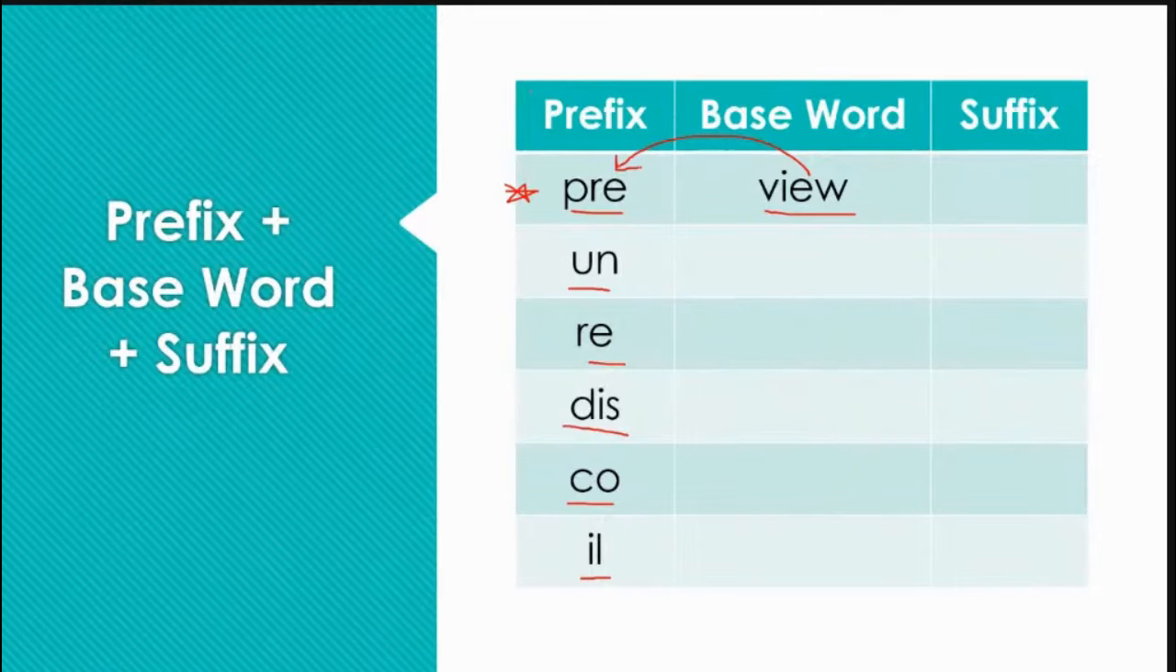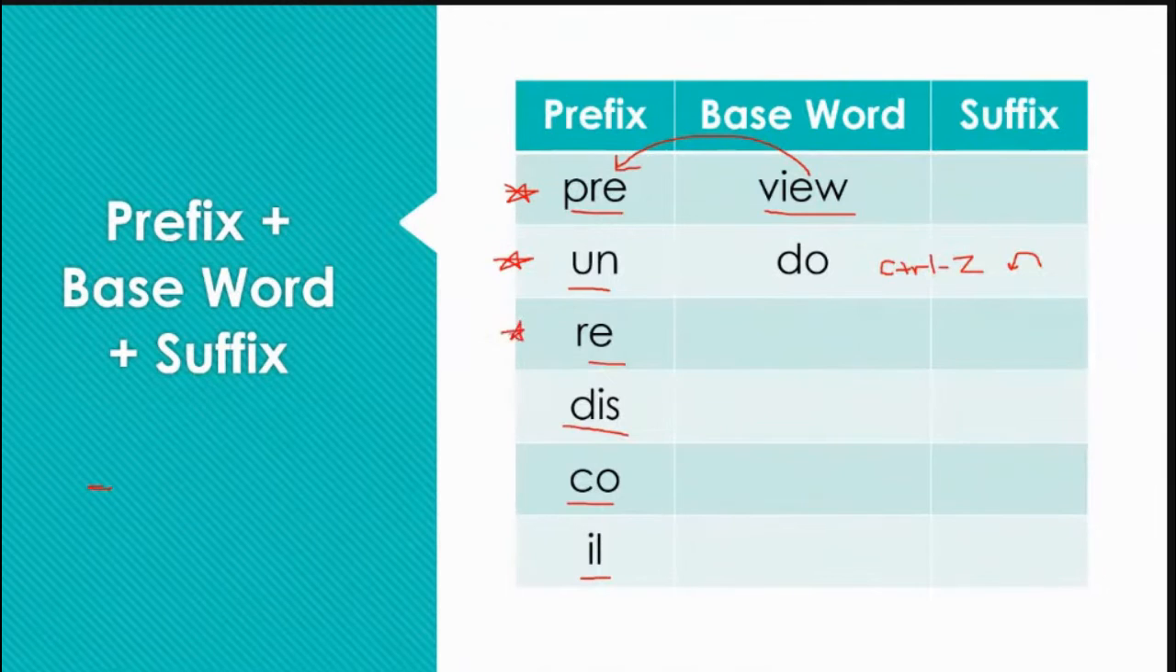Let's look at our next one. Here we have un, which means not. For example, let's add a base word, undo. Undo means opposite of do. So maybe if you're typing on your computer and you make a mistake, you might hit Control Z to undo, or opposite of do, right? Not do. So un means not, lacking, or opposite of. So undo, opposite of do.